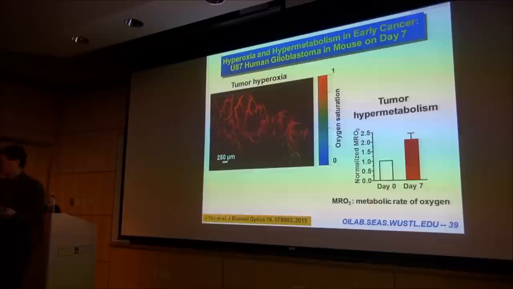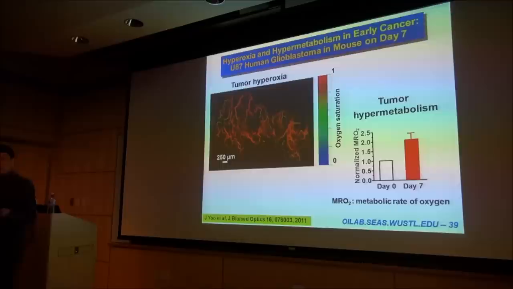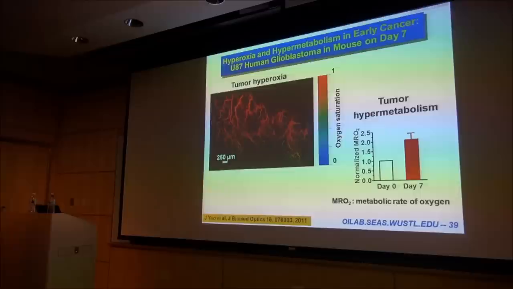The combination of all these parameters allowed us to quantify MRO2, namely the metabolic rate of oxygen, so that tells you how quickly oxygen is consumed. That's obviously a very important metabolic parameter. At the same time, we can quantify whether this region is hyperoxic or not. It turned out, in early stage cancer, this is 1 week after the inoculation of these tumor cells, we can see hyperoxia instead of hypoxia.